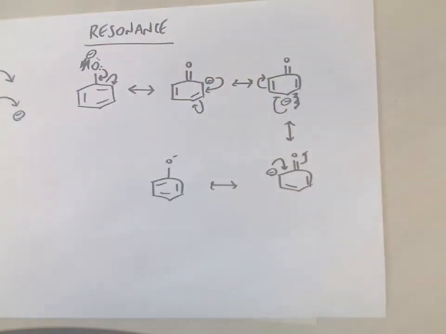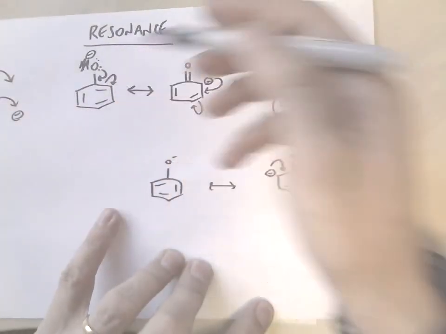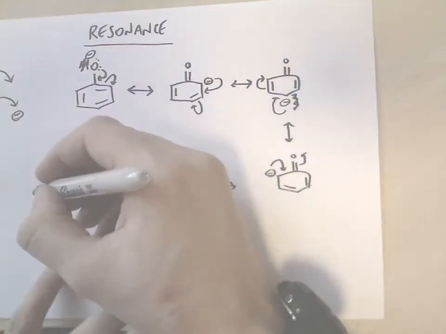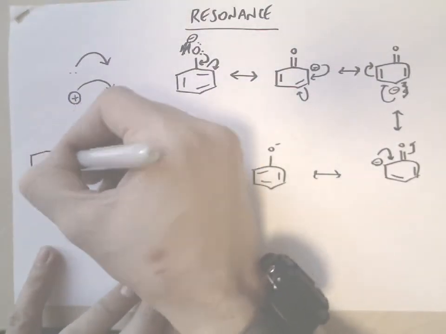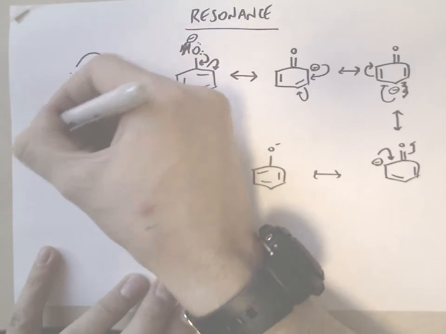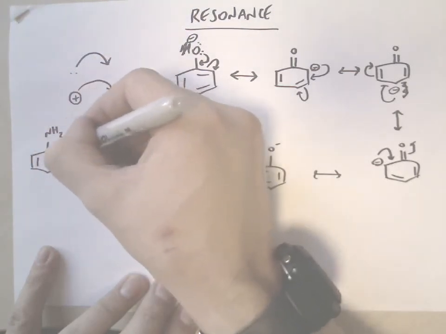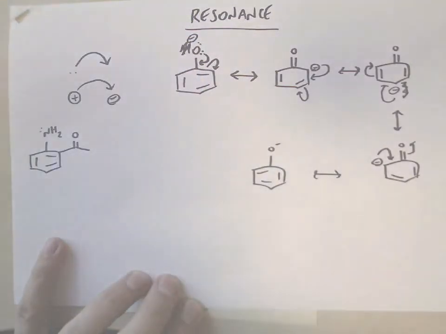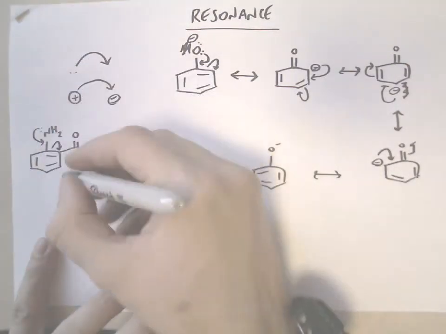So that's a simple case with phenol. But if you start to stick things around the ring, these charges can get delocalized onto those other groups as well. So for example, if we have this type of molecule here, the lone pairs on nitrogen can be pushed in, and again we can draw two arrows.